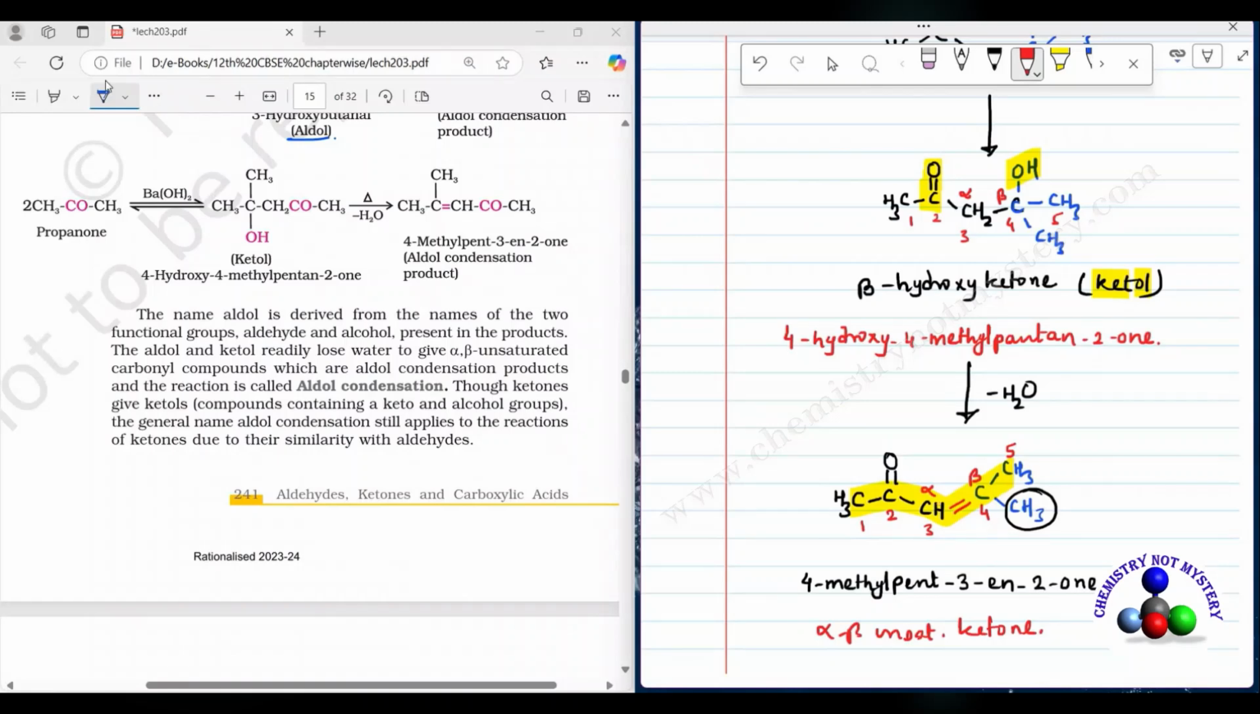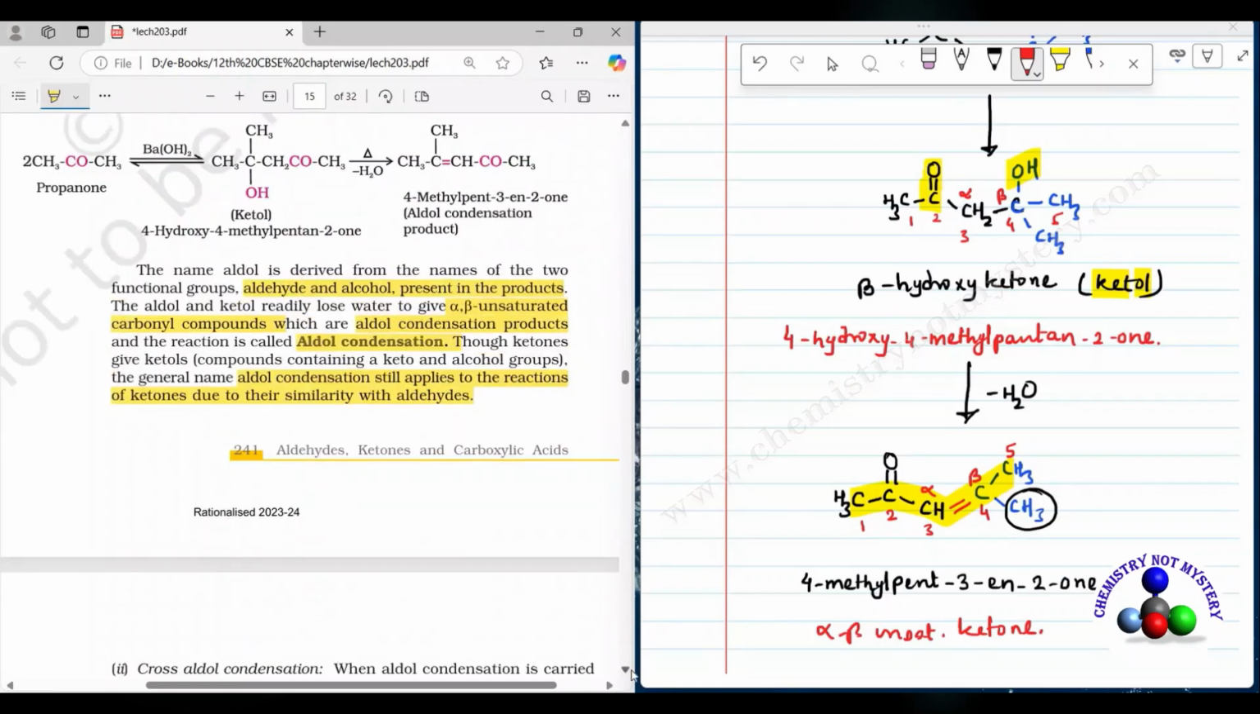Now let's read from the book. The name aldol is derived from the names of two functional groups, aldehyde and alcohol, present in the product. The aldol and ketol readily lose water to give alpha beta unsaturated carbonyl compounds, which are aldol condensation products, and the reaction is called aldol condensation. Though ketones give ketols, compounds containing keto and alcohol groups, the general name aldol condensation still applies to the reaction of ketones due to their similarity with aldehydes.